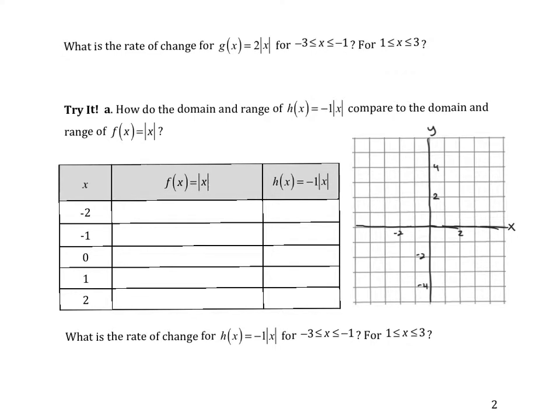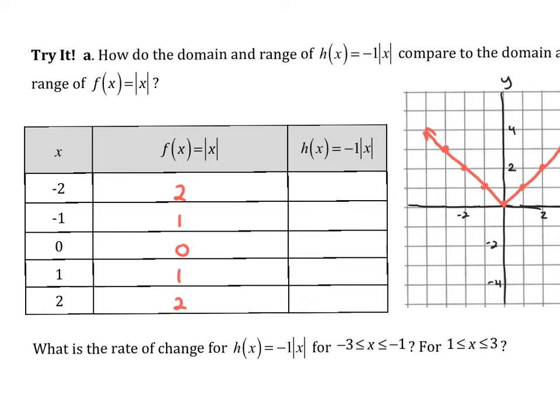If we were to look at this one down here, our parent, in goes a negative, out comes a positive, in goes a positive, out comes a positive. So again, our basic function looks like this, V-shaped. Okay. So this one, h of x, says this. Whatever we got before, just make it negative.